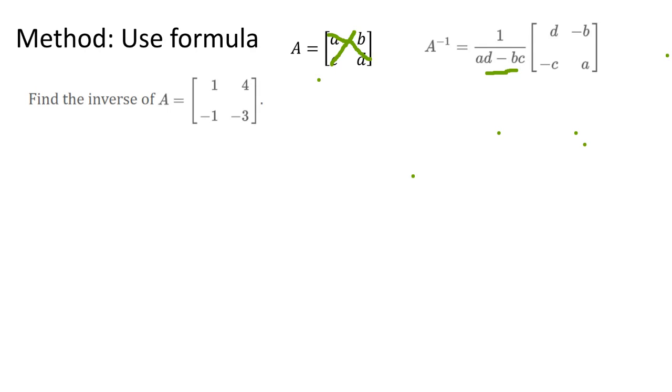Okay, and so the next thing that it asks us to do is to switch A and D. So instead of A being in the first row, first column, we're going to switch it with D, and then we're going to switch the signs for B and C. So instead of a positive B, now we have a negative B. Instead of a positive C, we have a negative C. If you start off with a negative number, then you would switch the sign. So you would end up with a positive number. Okay. So let's do this example here. So this bottom part, AD minus BC, is actually called the determinant, which is what we'll be looking at in a little bit.